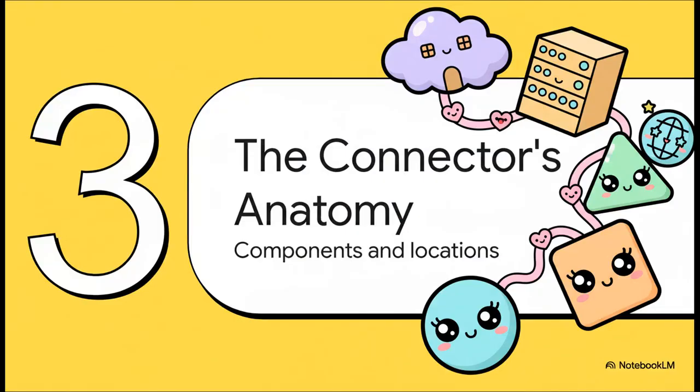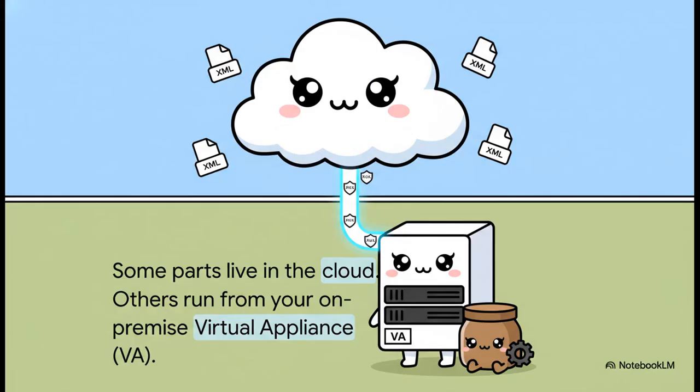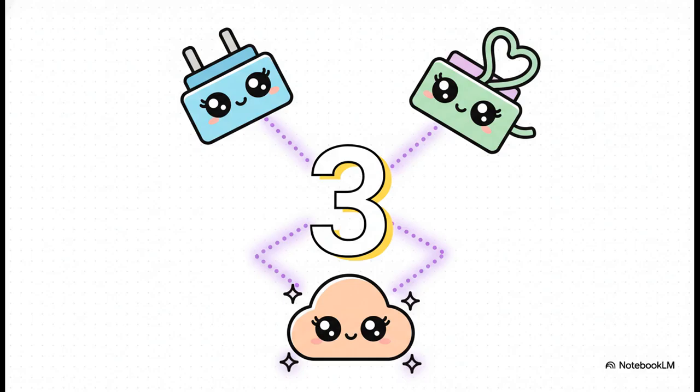Perfect. Now that we've got that relationship straight, let's get into the fun stuff, the connector's anatomy. We're going to take a look at its three main parts and, more importantly, figure out where they actually live. And this is where it gets kind of interesting, because it's a hybrid setup. Some of the connector components are in the cloud, managed for you, but other pieces run from your own on-premise virtual appliance, or VA. That VA is like a secure bridge, letting the cloud platform talk to your internal systems without ever exposing them to the open internet. And the great news? This whole thing, this entire anatomy, really just breaks down into three main components. That's it, just three. Let's see what they are.